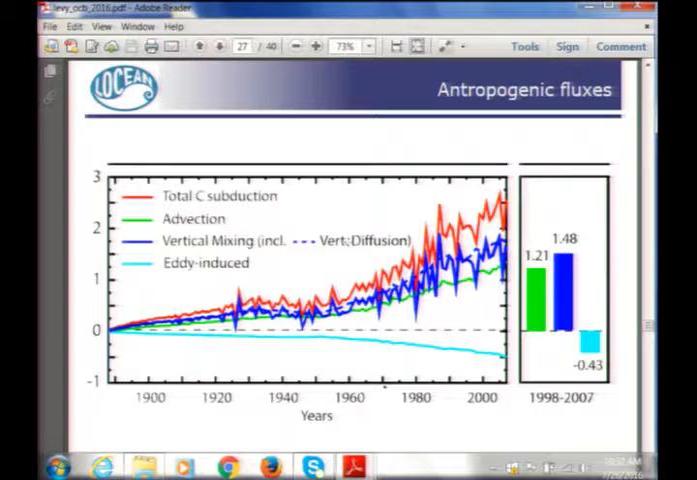There is also a large contribution from advection. It's close to the contribution from vertical mixing, but again, what's important is the large role of vertical mixing.